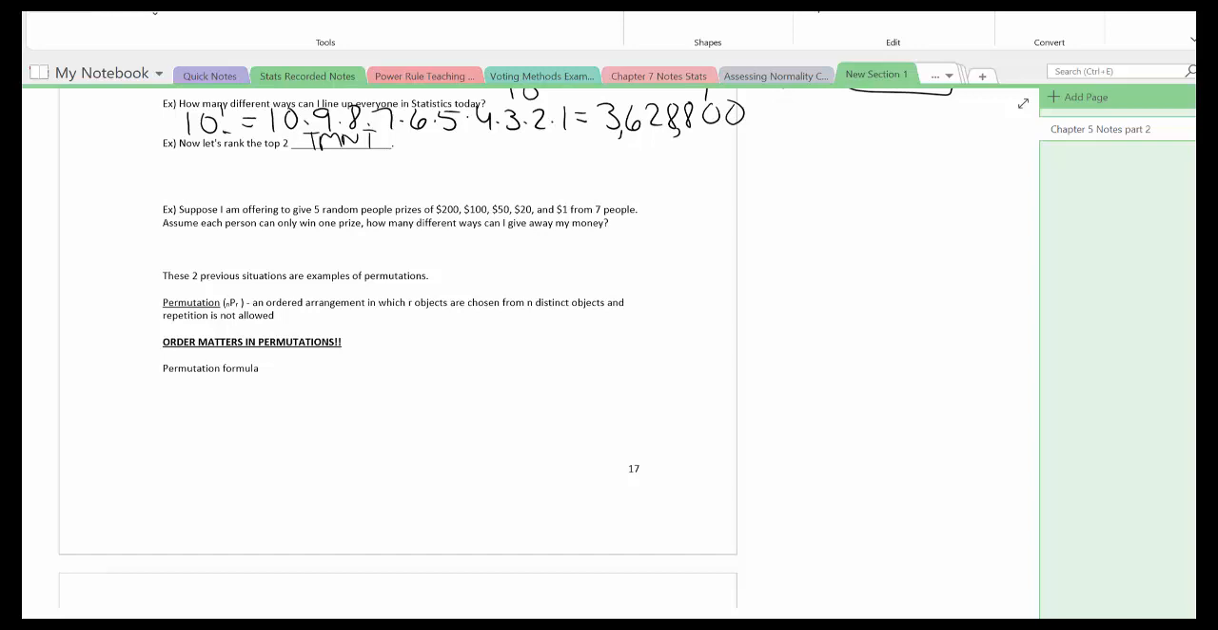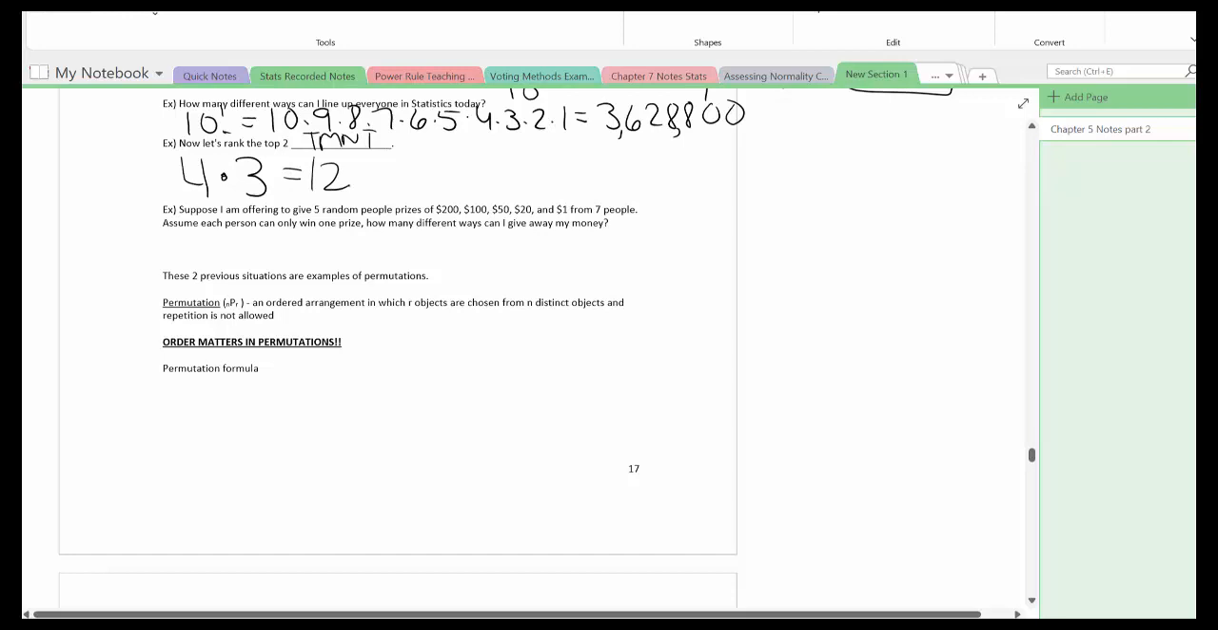In this video, we're going to talk about permutations and combinations. Before we do that, let's rank the top two TMNT. If you recall, there's 4 Teenage Mutant Ninja Turtles. So first, I have 4 to choose from. And then once that person is chosen, I only have 3 left to choose. So 4 times 3 is equal to 12.